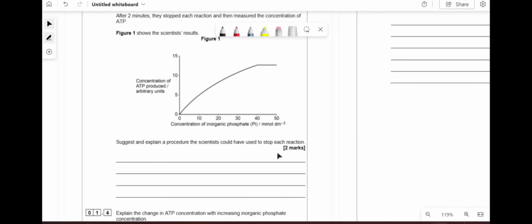If you put it in ice or freeze it, then it lowers the kinetic energy, so fewer enzyme substrate complexes form. Or you could add a really high concentration of an inhibitor. So anything like that, and you have to explain why. The inhibitor stops enzyme substrate complexes forming.